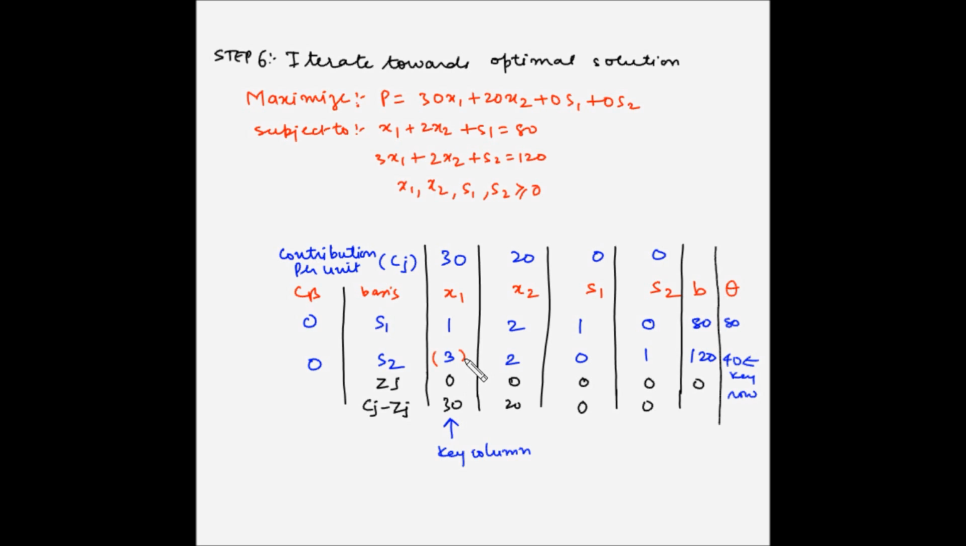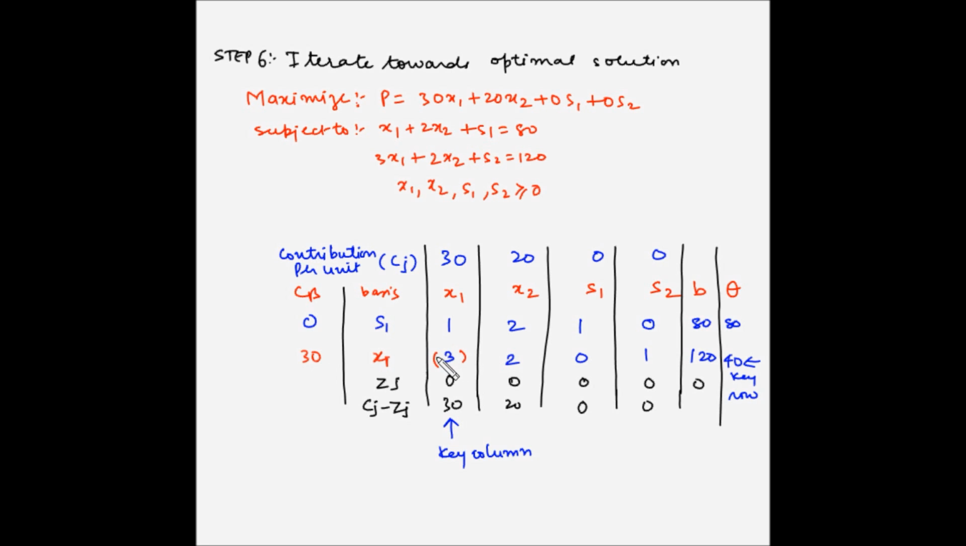Now after we have selected the key column and key row, a revised simplex table providing an improved solution can be developed. The incoming variable, which is x1, now replaces the departing variable, which is s2, and the coefficient of the incoming variable in the objective function, which is 30, is entered in the CB column. So let's make that change. So here we'll have x1 and this will be 30.